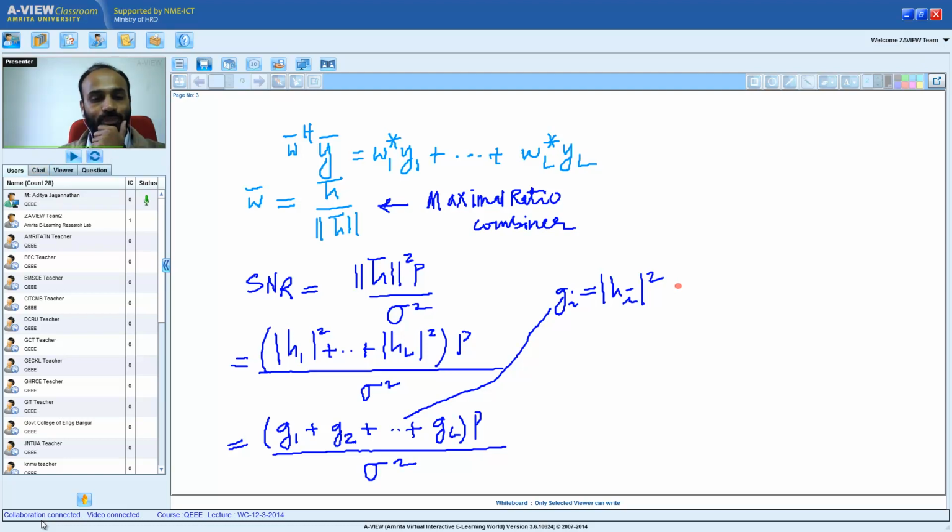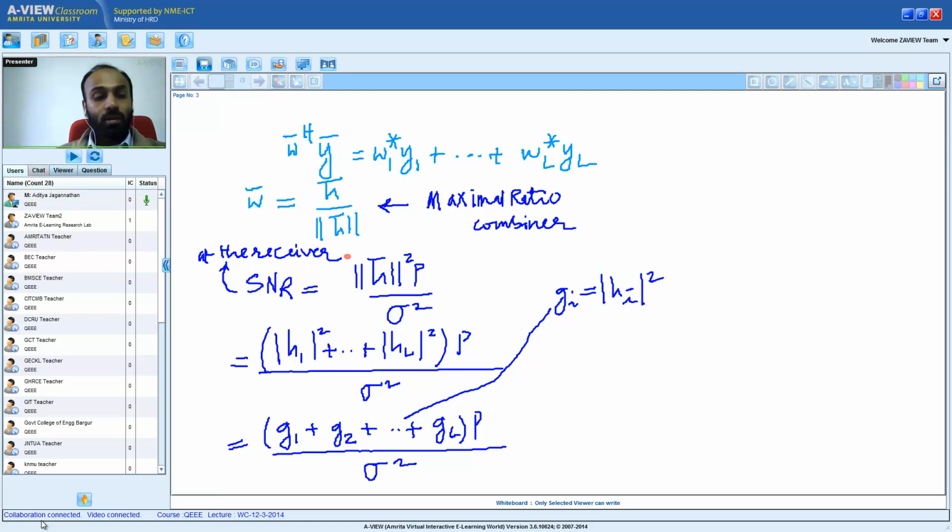Now this is the SNR at the destination. By the way, this is the SNR at the receiver after the maximal ratio combining operation, not to be confused with the SNR P over sigma square.